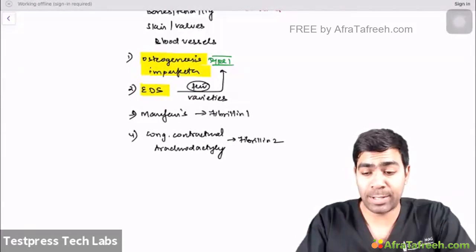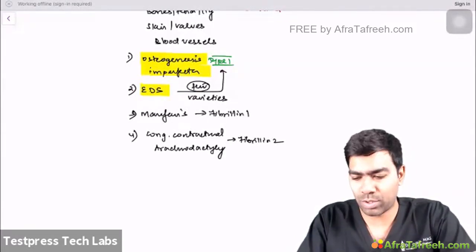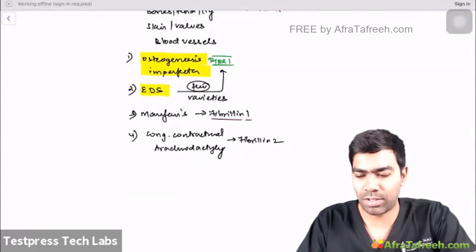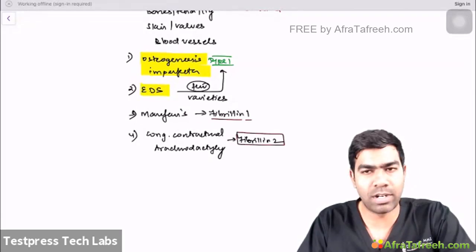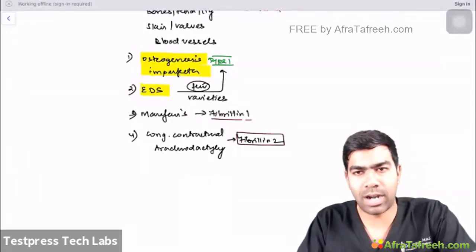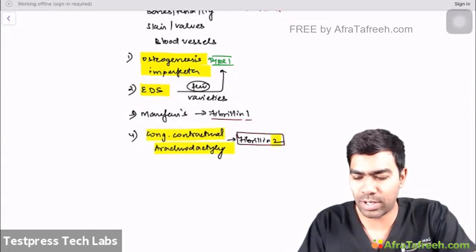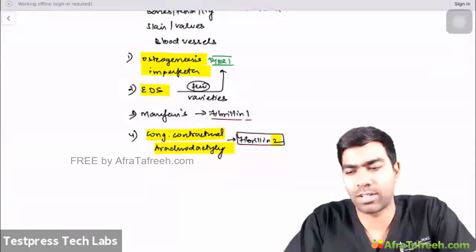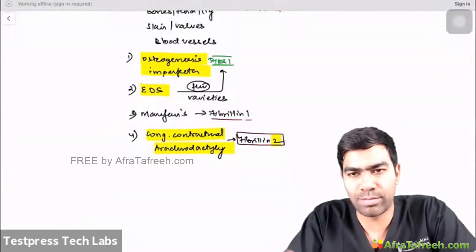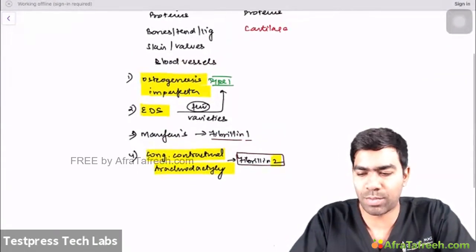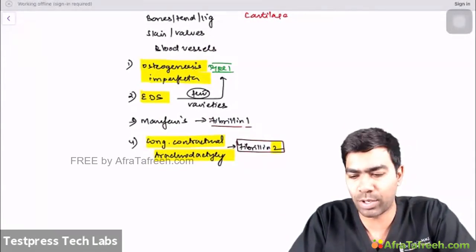Usually this is where the examiners tend to keep a twist. Most of the time, you know that fibrillin 1 is for Marfan, but in the exam, if they ask fibrillin 2, sometimes you might be unaware of the fact that fibrillin 2 is not related to Marfan syndrome, and actually it's related to a disorder called congenital contractural arachnodactyly. And that is where the twist usually comes from. It's not fibrillin 1, it's fibrillin 2 that they're going to ask.